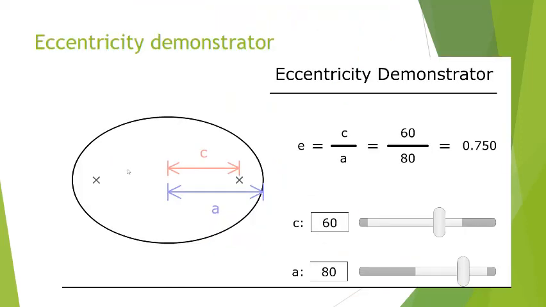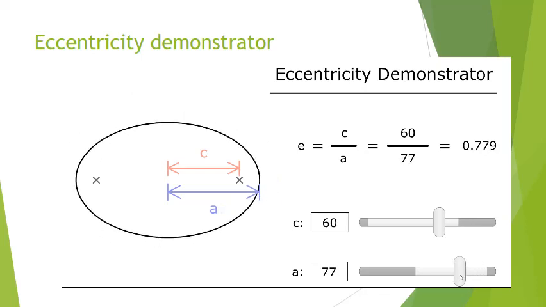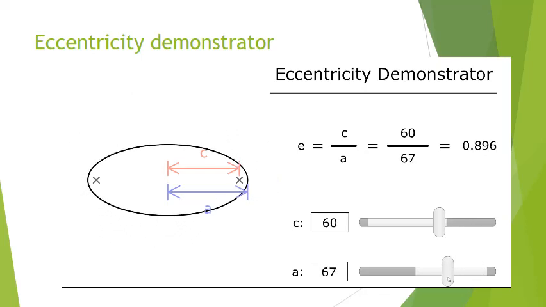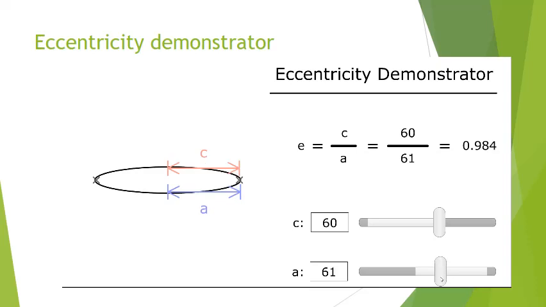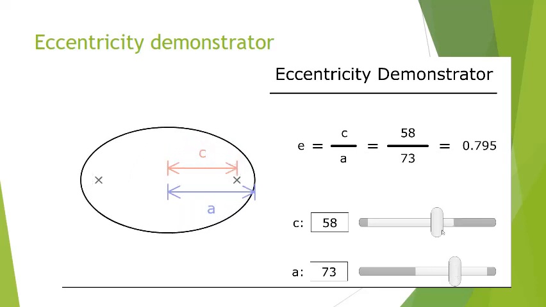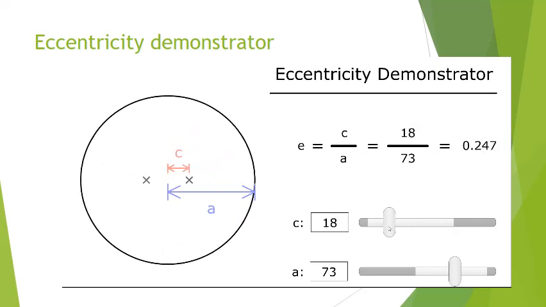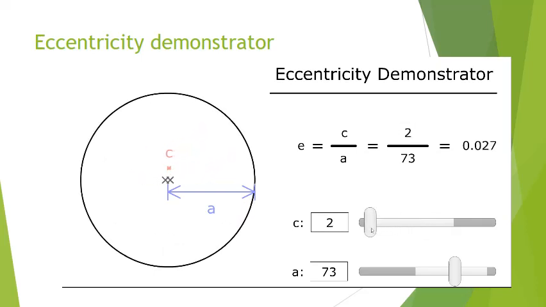And just to make the point, here is an eccentricity demonstrator which allows me to change the size of the semi-major axis. And notice that when you have an eccentricity that's close to 1, you've got a very eccentric kind of ellipse. And of course, if I change the distance from the center of the ellipse to one of the foci, as I decrease that down to 0, then I wind up with a perfect circle.